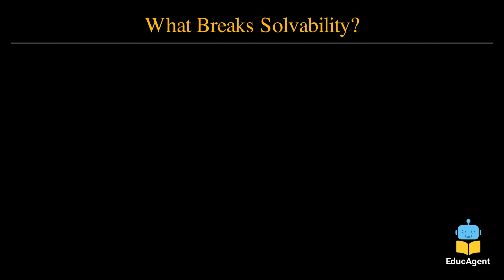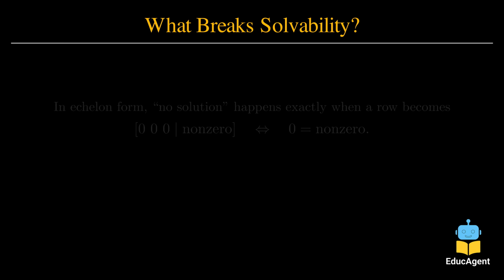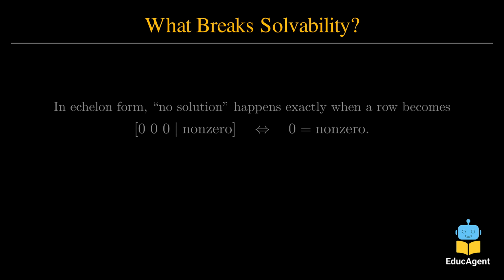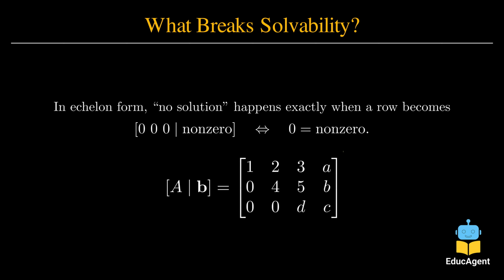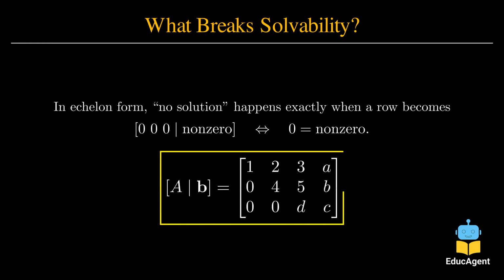The only way to lose solvability in echelon form is to end up with a contradiction like 0 equals 5. So we'll hunt for when our bottom row can turn into that kind of impossible statement. This last row is the only place the pivot can disappear, because the first two pivots, the 1 and the 4, are already fixed and non-zero.